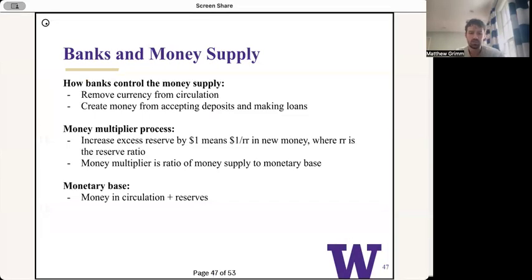You can see there's kind of a pattern that's going to emerge here. So removing currency from circulation is one of the tools that banks control the money supply. The other is creating money from accepting deposits, making loans. And then we have a money multiplier process. So if we increase excess reserves by $1, this means $1 divided by the reserve ratio in new money, where RR is the reserve ratio, right?